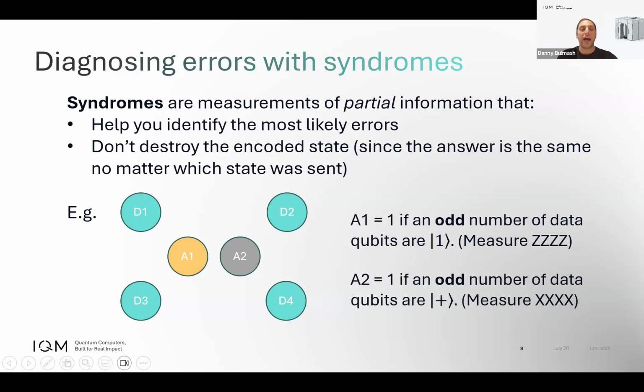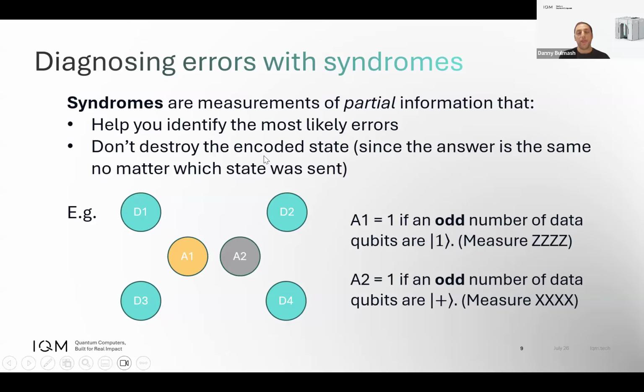Now, speaking of which, how did we do that? We measure partial information, and it helps us identify the most likely errors. And the key point is that it doesn't destroy the encoded state, because as long as there wasn't an error, we get the same answer. And so no matter what we measure for these special bits of partial information, it just tells us error, no error. It doesn't actually destroy superpositions of logical qubits or anything like that.